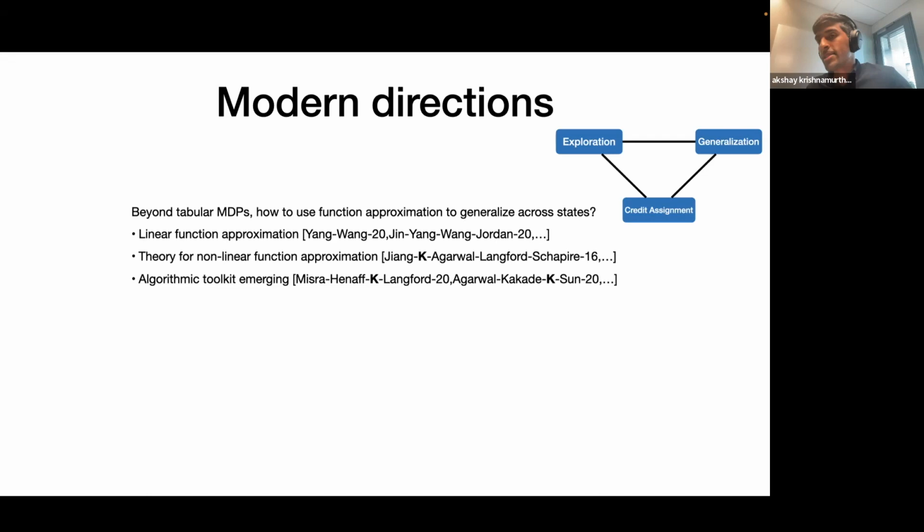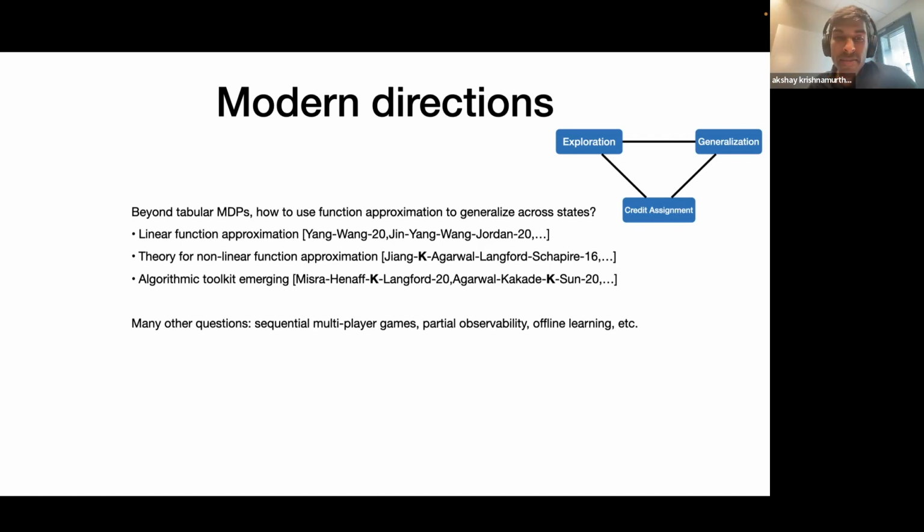Beyond this, addressing all 3 of these challenges, there's many, many other questions, like what do you do in sequential multiplayer games? How do you deal with situations where the state is not observed? How do you do reinforcement learning when you are just given a batch of data and you're not allowed to explore at all? And many, many other things.